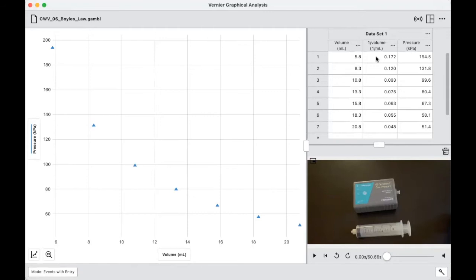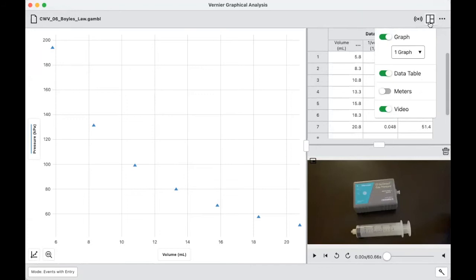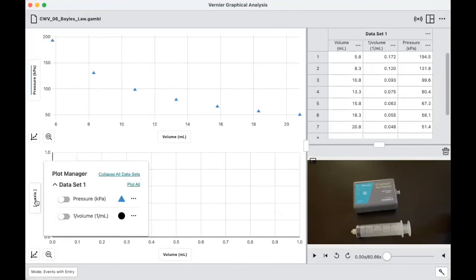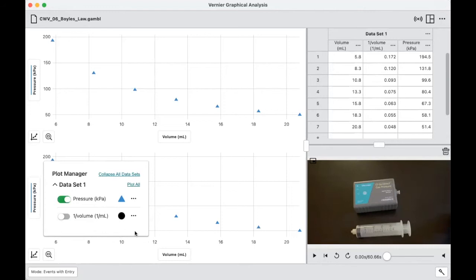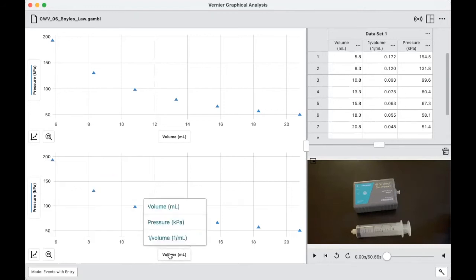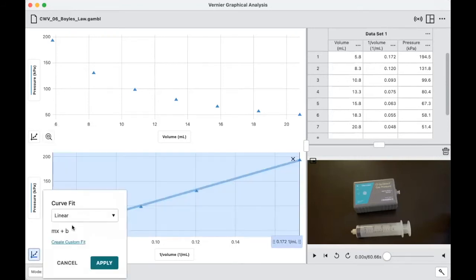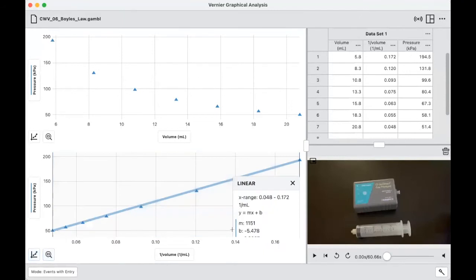And what I would like to do is actually graph this. So I will go here to the view options, and I'm going to make this have two graphs. And I want to make the y-axis on this graph pressure. But then instead of volume, I click down here and choose 1 over volume, so that now I have a linear plot. And if I came here and applied the curve fit and did the linear fit, the slope here should give me the gas constant for this experiment.